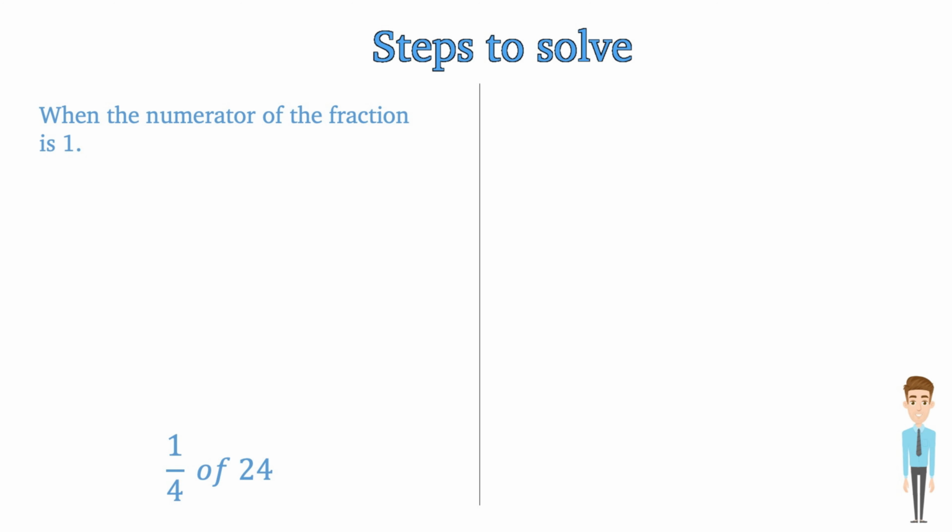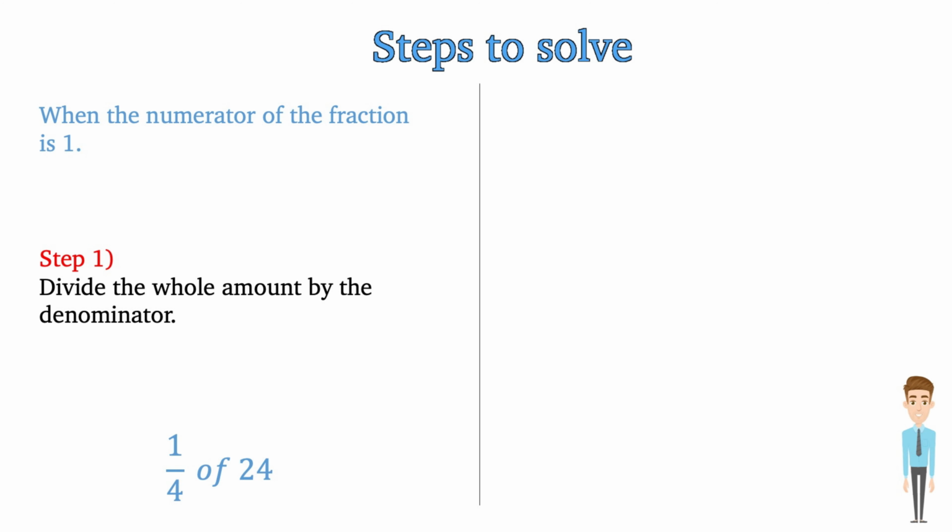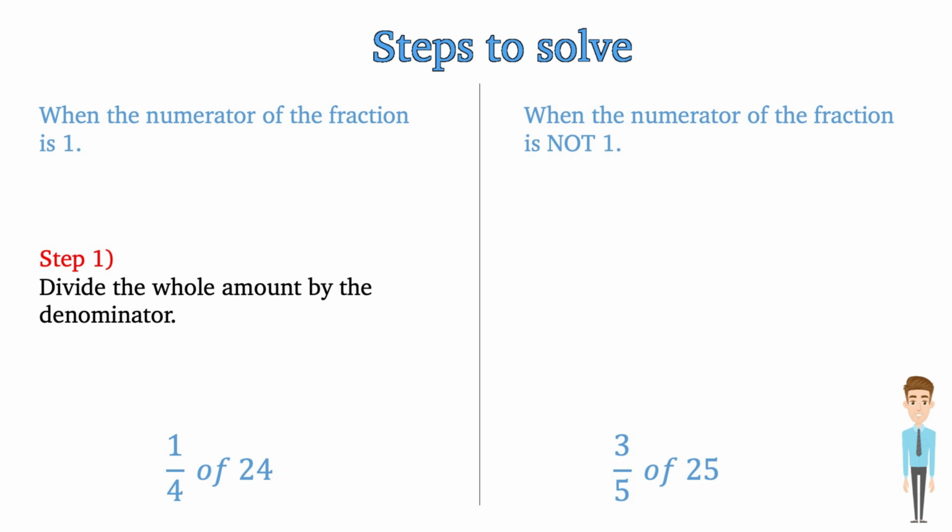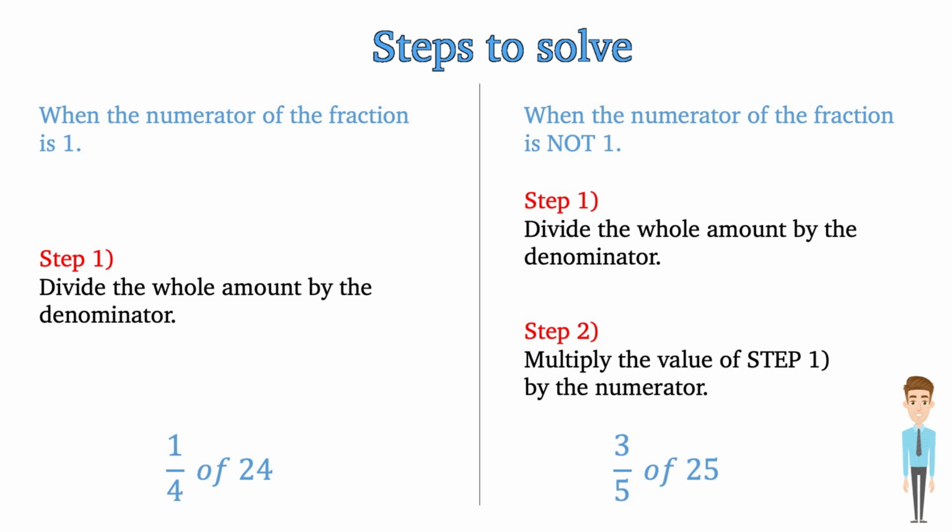Example 1, when the numerator of the fraction is 1. Step 1, divide the whole amount by the denominator. Now, example 2, when the numerator of the fraction is not 1. Step 1, divide the whole amount by the denominator. Step 2, multiply the value of step 1 by the numerator.